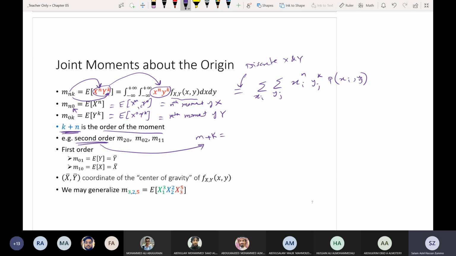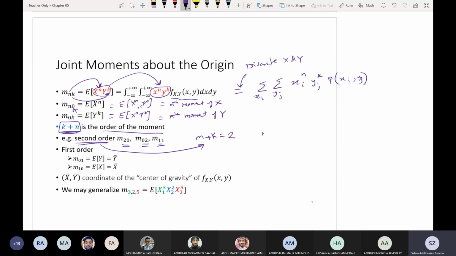Most of you have got it right. So second order means m plus k equals 2. The order here is n plus k. Then if I want m plus k equal 2, what options do I have? Either m equals 2 and k equals 0, or m equals 0 and k equals 2, or n equals 1 and k equals 1.